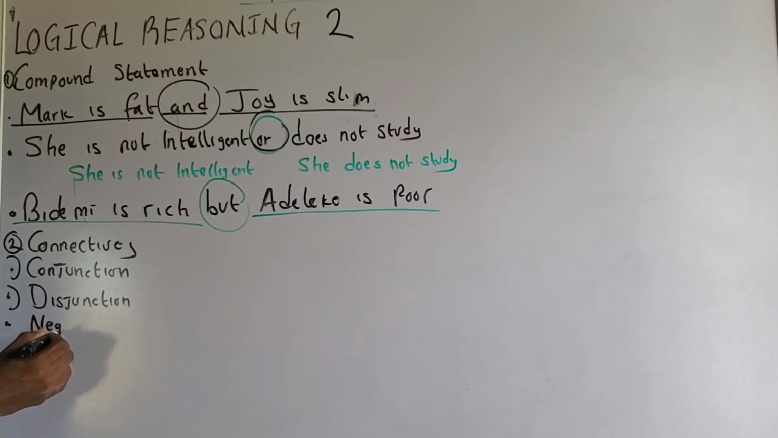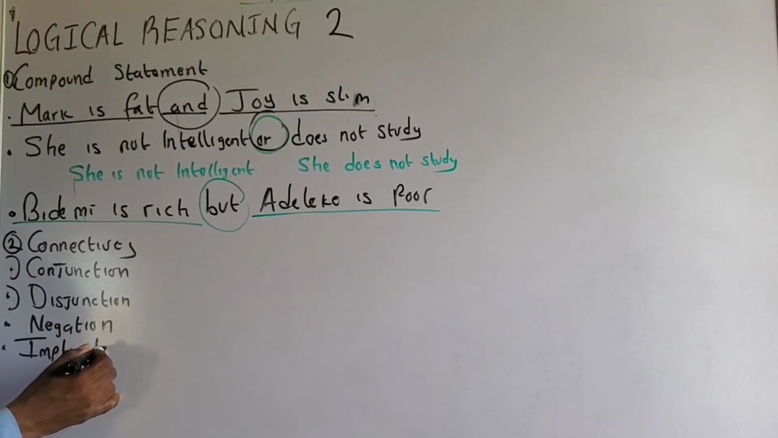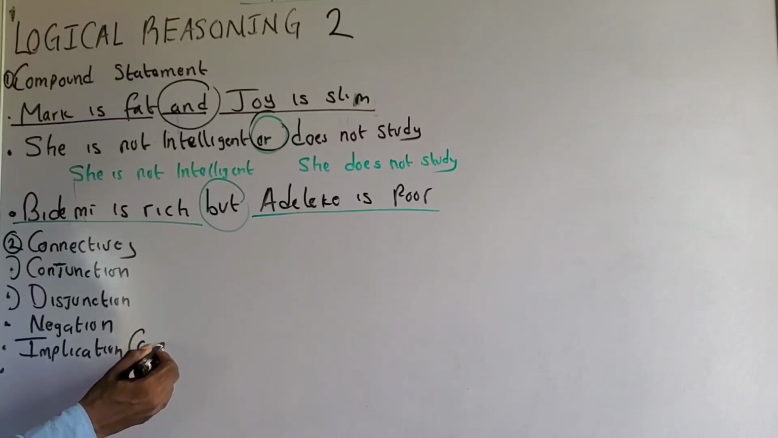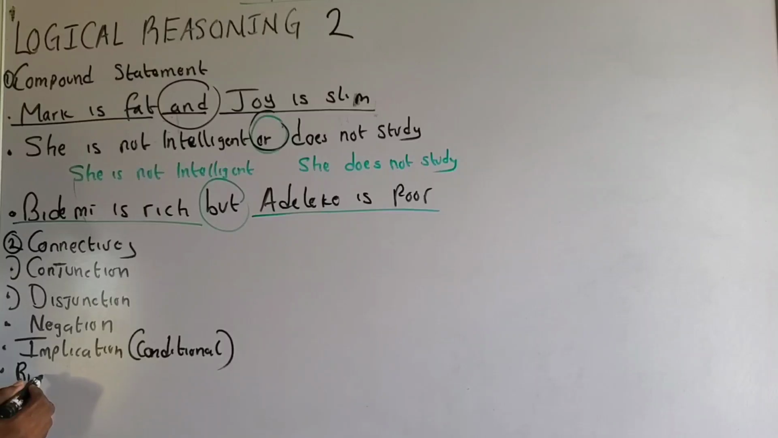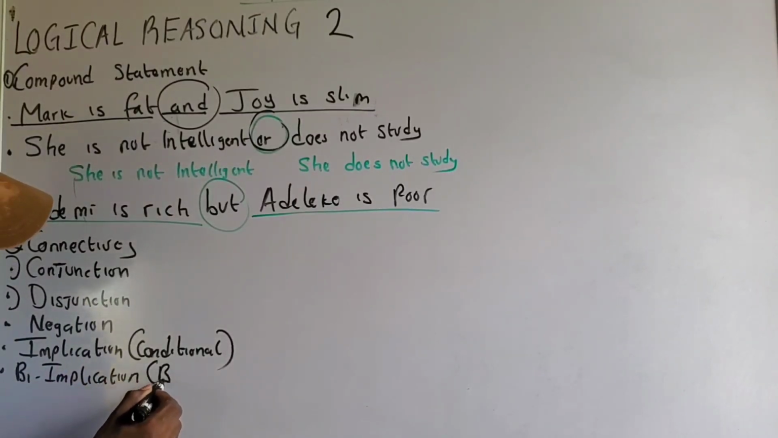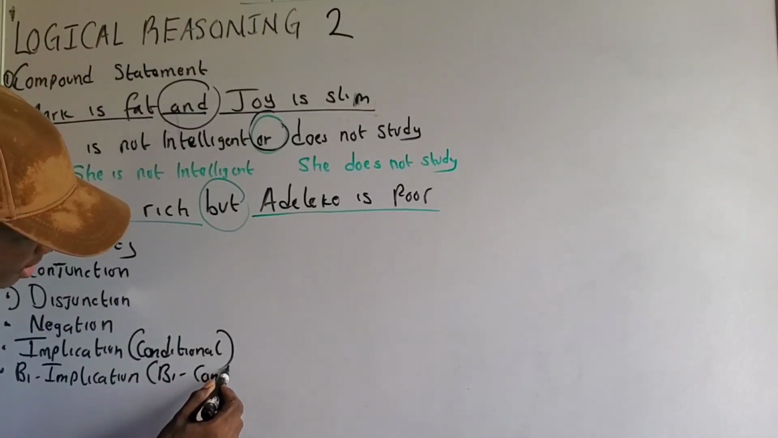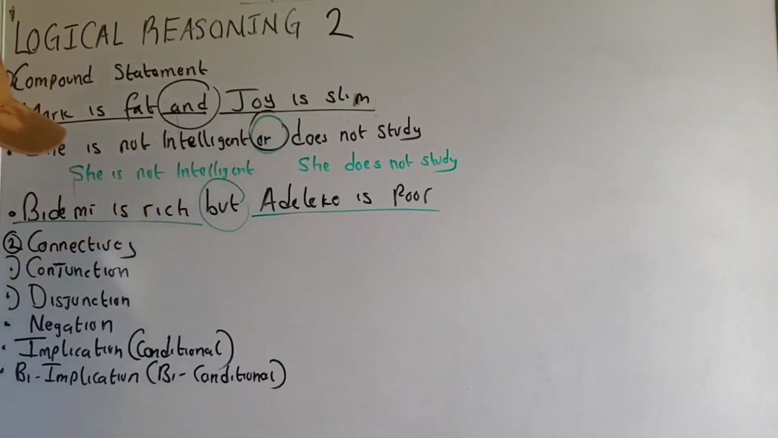Another one we have is negation. I'm just going to give you the symbols, okay? Then we have implication. This implication is also known as conditional. Are you getting what I'm trying to say? And another one we have is bi-implication, and it can also be written as biconditional. And the last one we can have is equivalence.